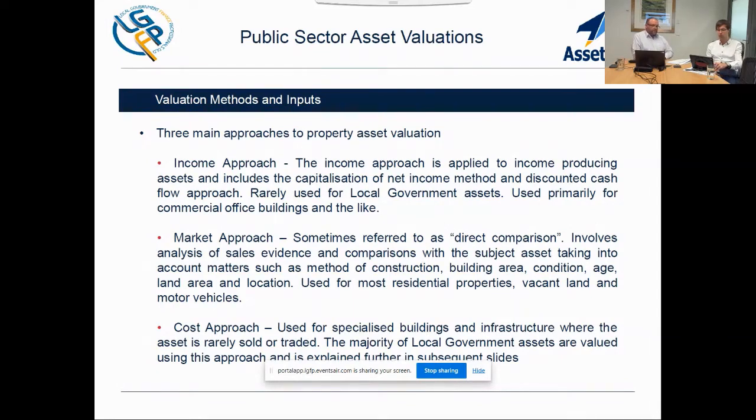Yeah, for sure. So as Nick alluded to, most local government assets are valued using the cost approach because they're sort of public assets that are used for community purposes or to operate council services. So they're very rarely traded or anything like that. So as you sort of go down. Next one. Yeah.